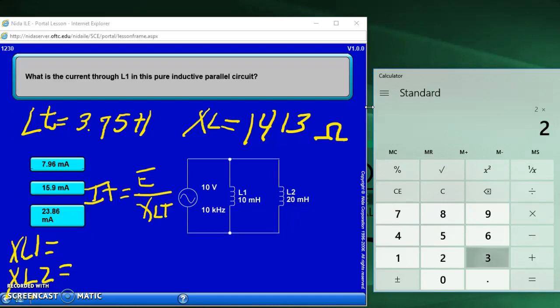2 times 3.14 times, and for X of L1, we're at 10 kilohertz, times 10, times 10, times 10, equals. So if you take a look, we did 2 times pi times 10 kilohertz, which was our frequency, times 10 millihenries, which was our L1, and we arrived at 628 ohms. So I'm going to write that down here.